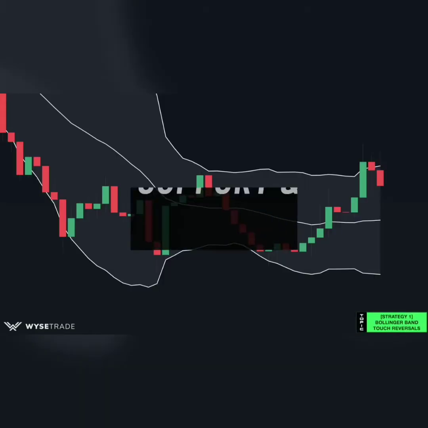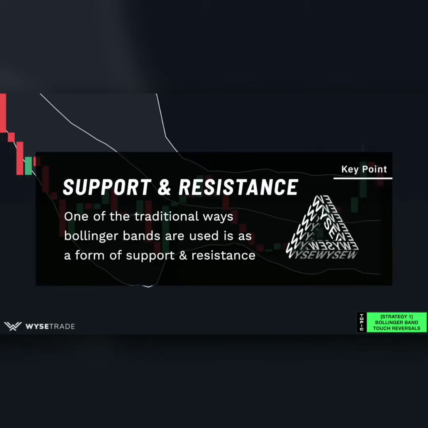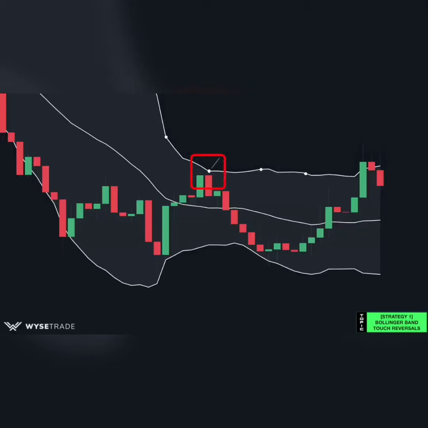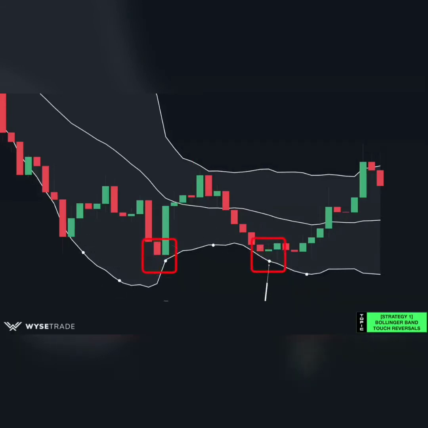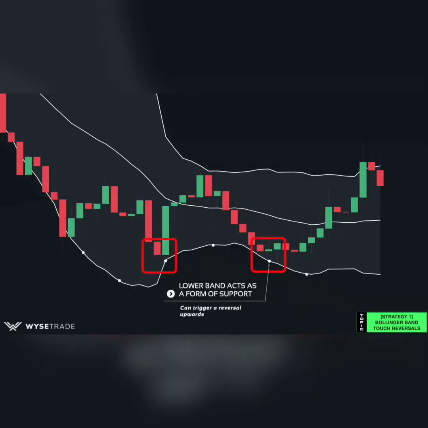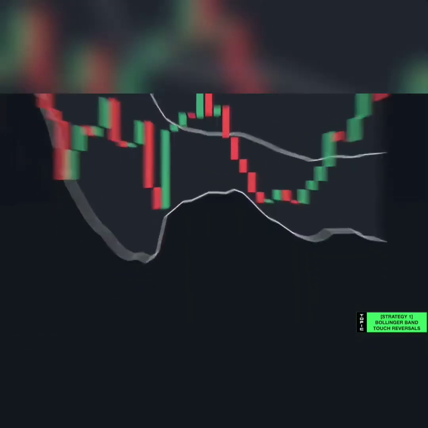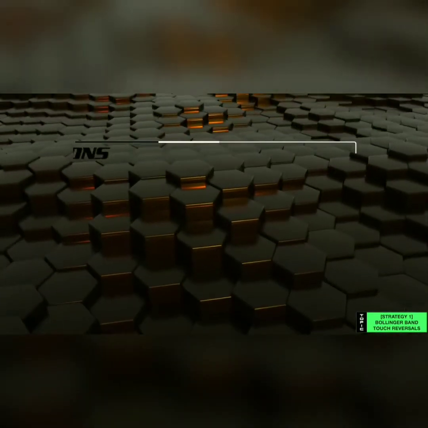So one of the traditional ways Bollinger Bands are used is as a form of support and resistance. When price reaches the band above, it can act as a form of resistance and bounce off of it and reverse downwards. When price reaches the band below, it can act as a form of support and bounce off of it and reverse upwards. So to increase the quality of this setup, you can do two things.